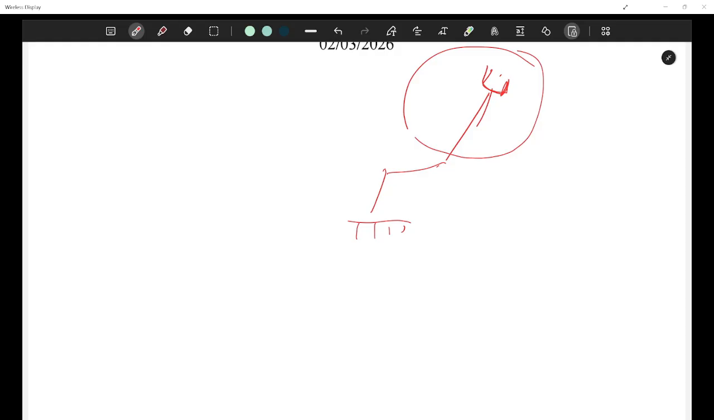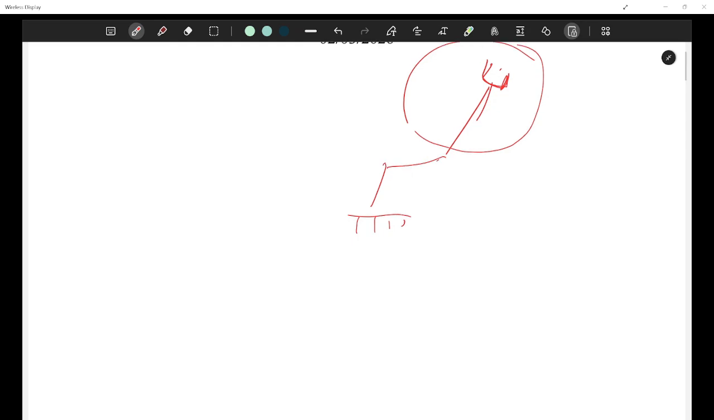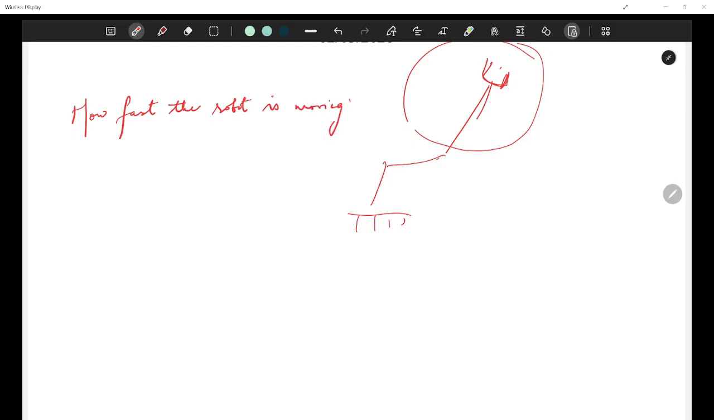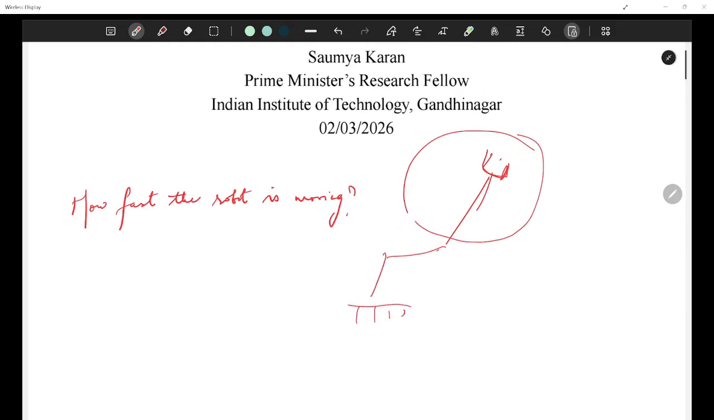Now what we want to ask is how fast the robot is moving. That is velocity kinematics. We want to answer the question of how fast the robot is moving, and you already understand that by velocity kinematics. So we are starting with velocity kinematics today.